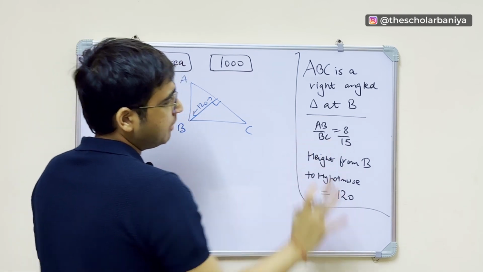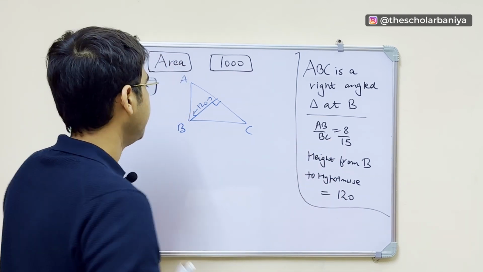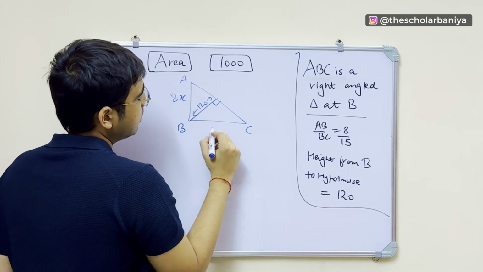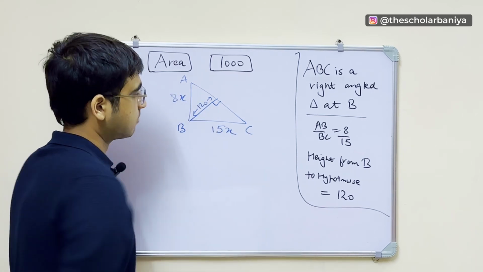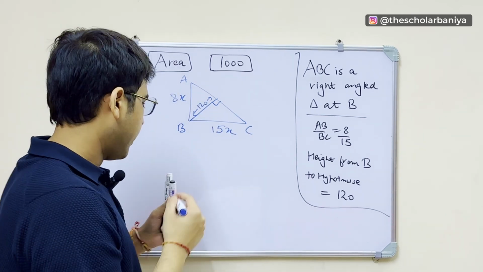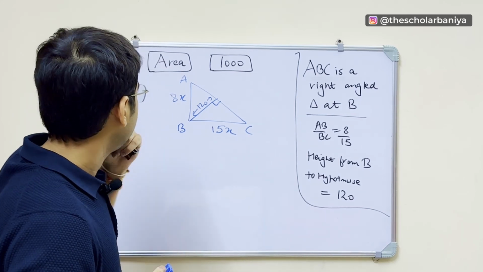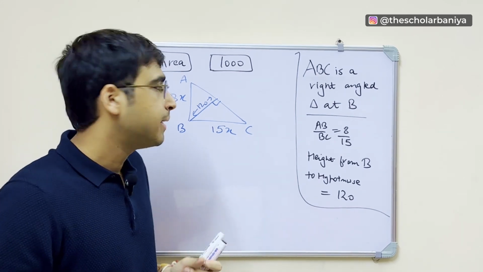And the ratio of AB upon BC is given to be 8 upon 15. AB upon BC, which means if this is 8x, this is 15x. Again, I hope there should be no issue in this. So we need to find the area of the triangle, right?